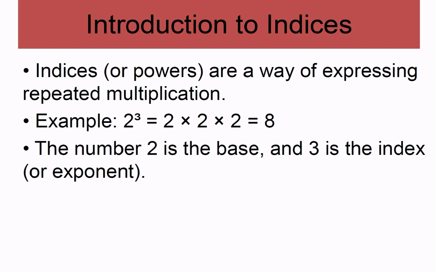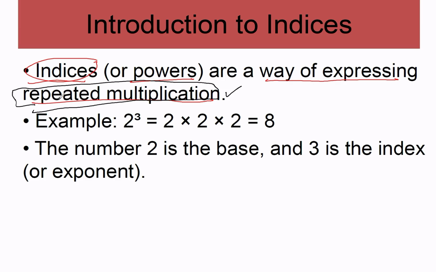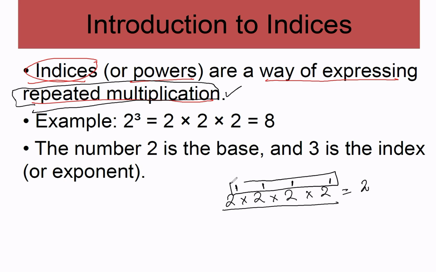Indices or powers are a way of expressing repeated multiplication. Indices means just the plural of index. So, repeated multiplication. What do I mean by repeated multiplication? For example, if I have the same bases, 2 times 2 times 2, these are the same bases, right? So their powers are going to add, means you add the indices of them. 1 plus 1 plus 1 is 3. So 2 power 3 will be your answer. Instead of writing 2 by 2 by 2, you can write 2 cube.